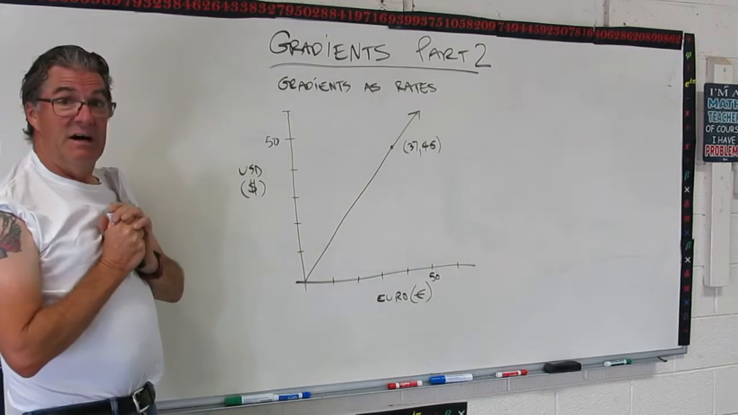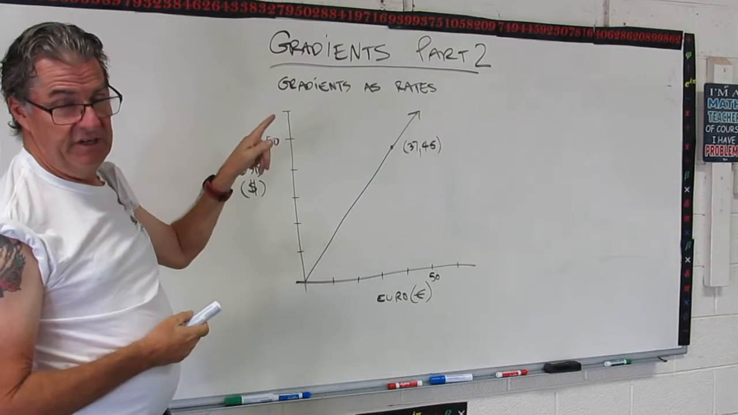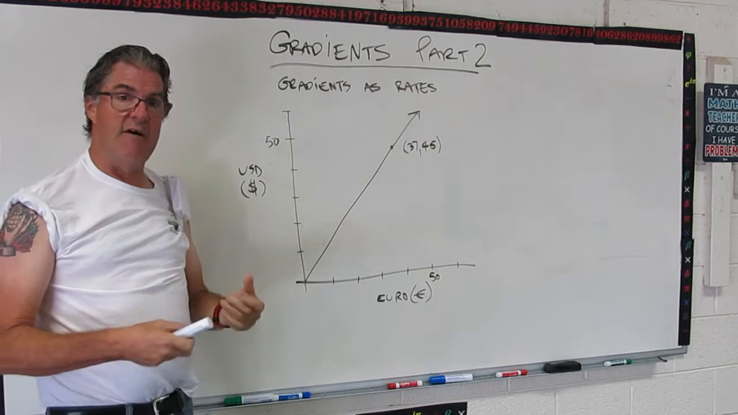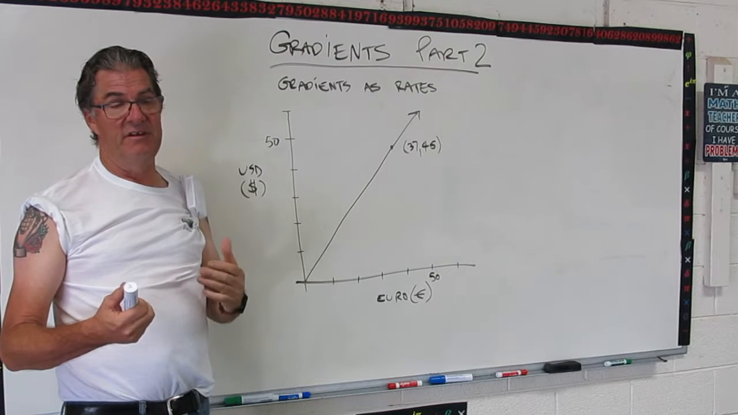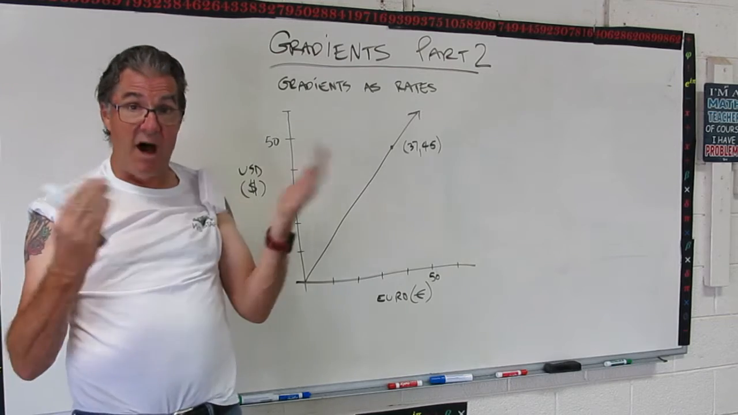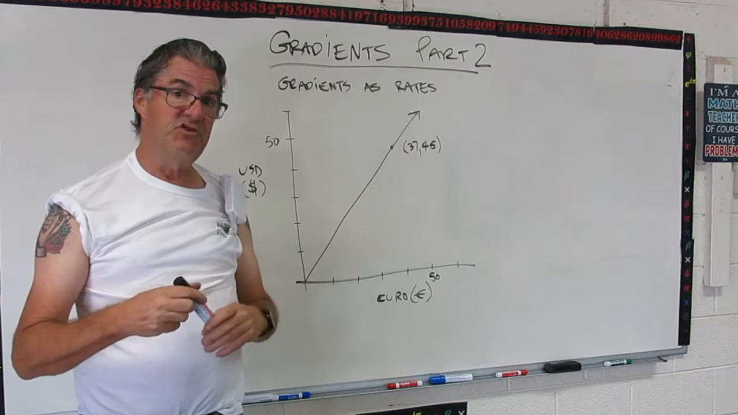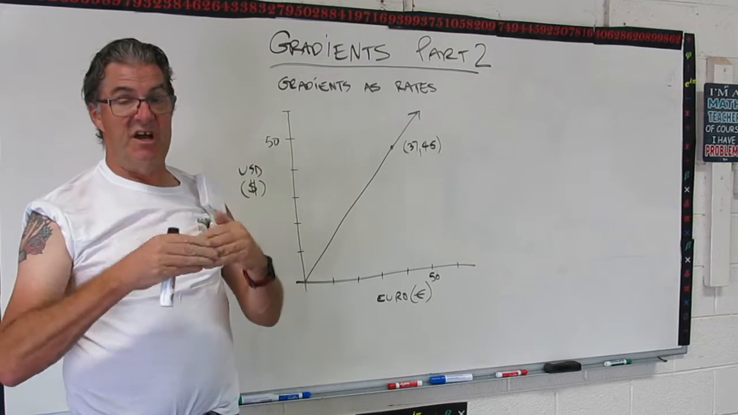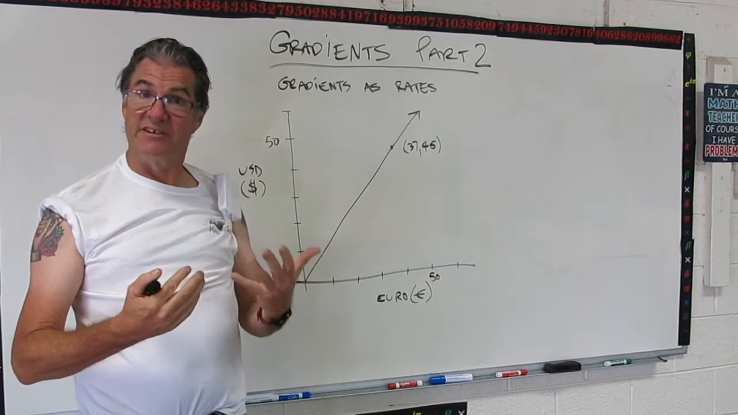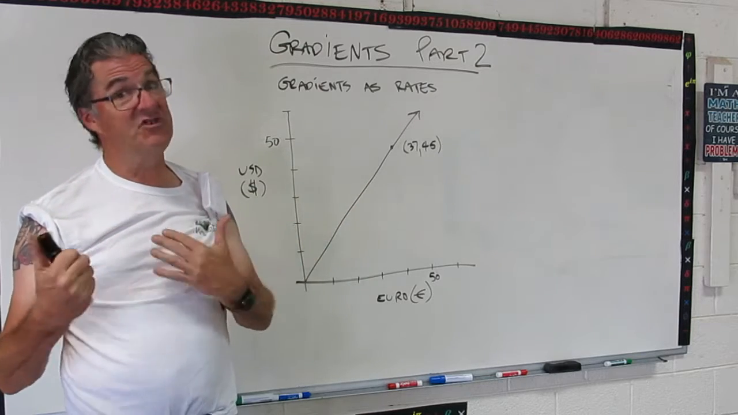Okay, so we're going to talk about gradients. That's our second lesson on gradients, part 2. And this one deals with the idea of gradients as rates. This kind of makes sense when you think about it in terms of just x and y on a graph. The slope, the gradient, is just the rate of change in y based on a change in x. So it's a rate. It tells you how much y changes when x changes. That's a rate of change.